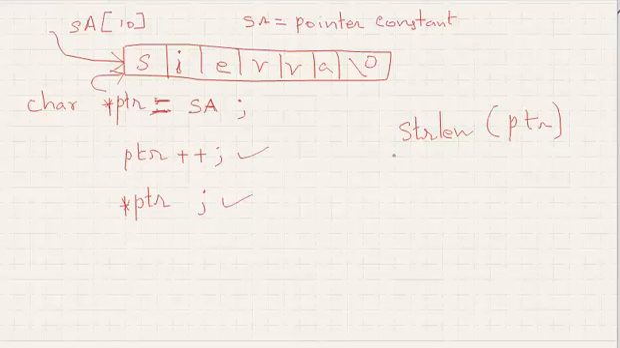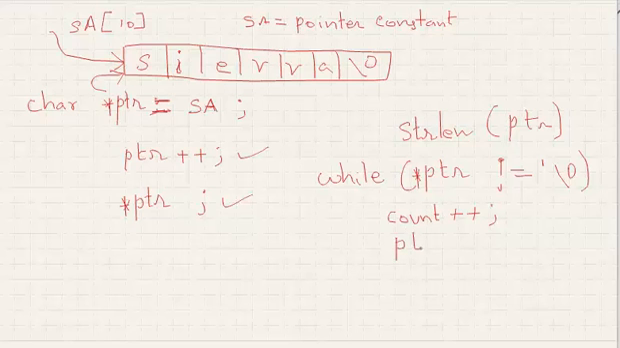But if I were to write my own program, how do I do that? While pointer, right? Pointer not equal to backslash 0, we say count plus plus. And we need to, of course, do this too, pointer plus plus, right?